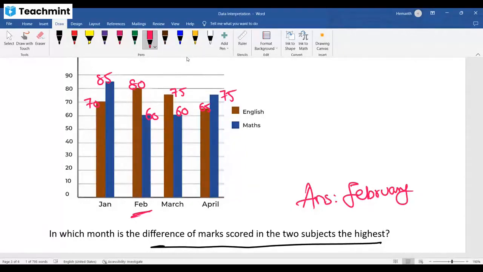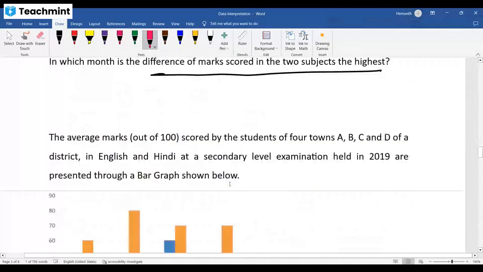Then I add one more condition: the difference should be highest, but maths is more than English, then January. Right? So normally the given answer is February, as the difference is more in February. Then they add conditions like that also.